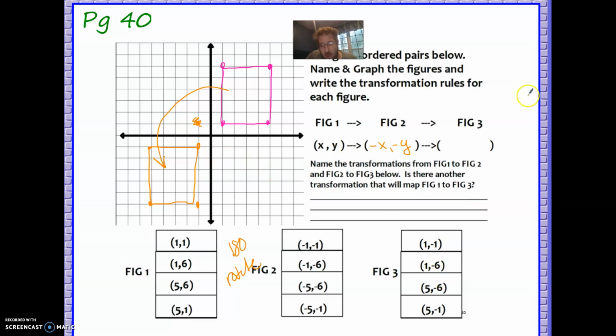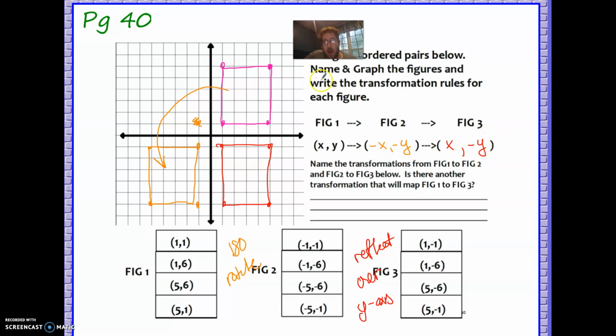Then we're going to end up, let me change colors again, with 1, negative 1, 1, negative 6, 5, negative 6, and 5, negative 1. So it looks like now orange is going to turn into red by reflecting over the y-axis. When you reflect over the y-axis, the x changes to the opposite. So x, which is now negative, becomes a positive.